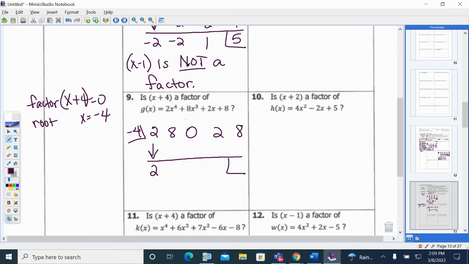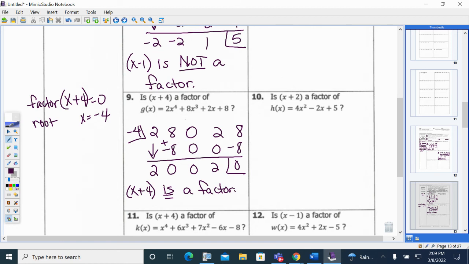Bring down the 2. Negative 4 times 2 is negative 8. 8 plus negative 8 is 0. Multiply, you get 0. Add, you still get 0. Lots of zeros here. Negative 4 times 0 is 0. I got a remainder of 0. So what that means is that x plus 4 is a factor, and it is a factor of that g of x function.